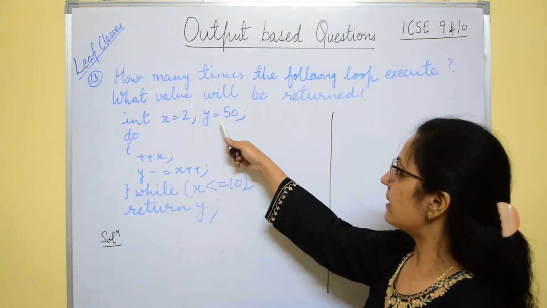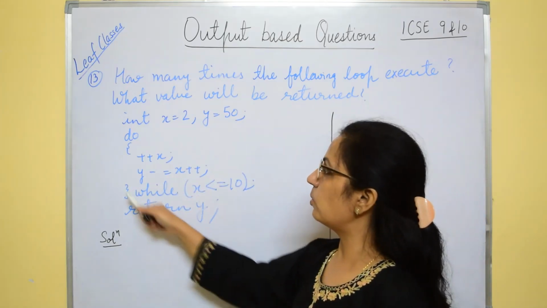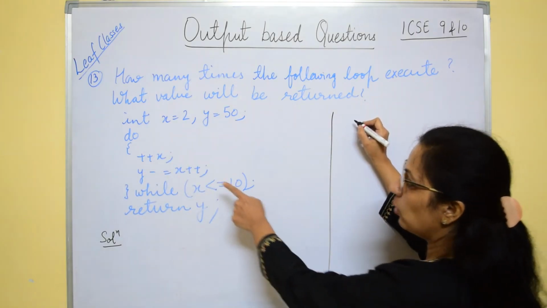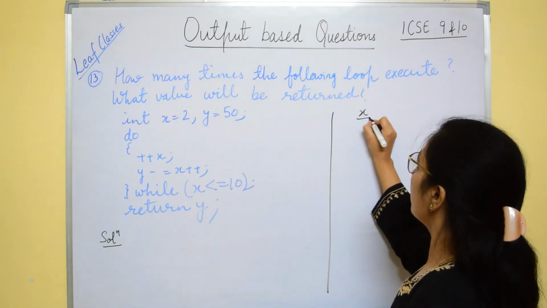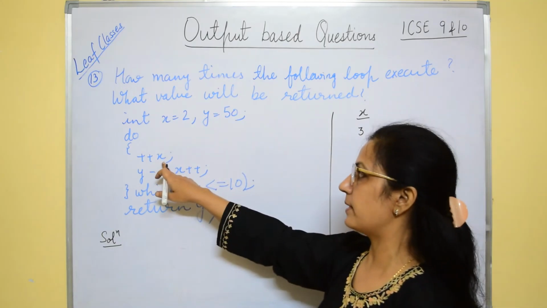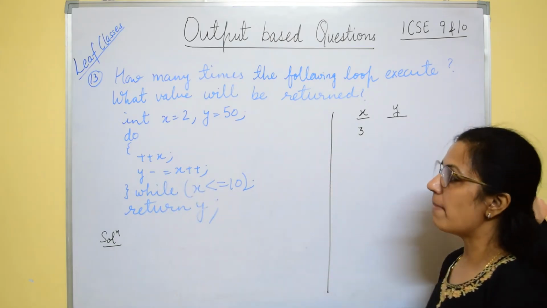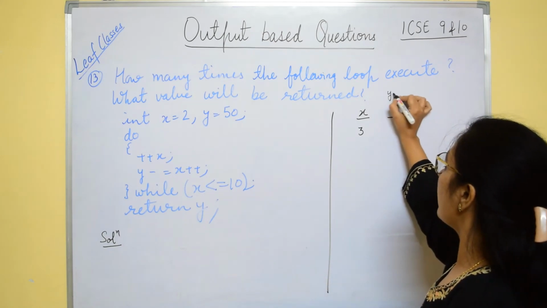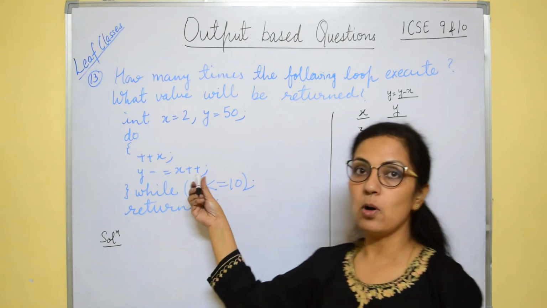So initially x is 2, y is 50, and till this condition is true, this do while loop will execute. Now in the do while loop, plus plus x, the initial value of x is 2, so the value of x for the first time will become 3, because first it will be incremented. Then the value of y minus equals to x plus plus. So here it means y equals to y minus x, alright, and here it is post increment.